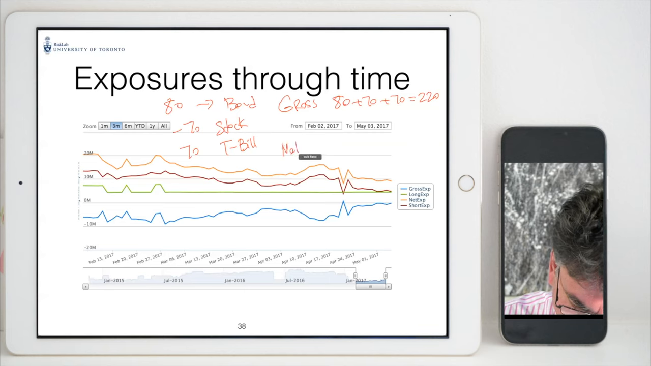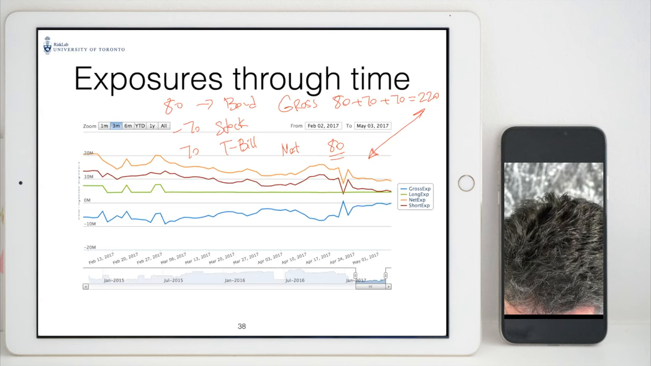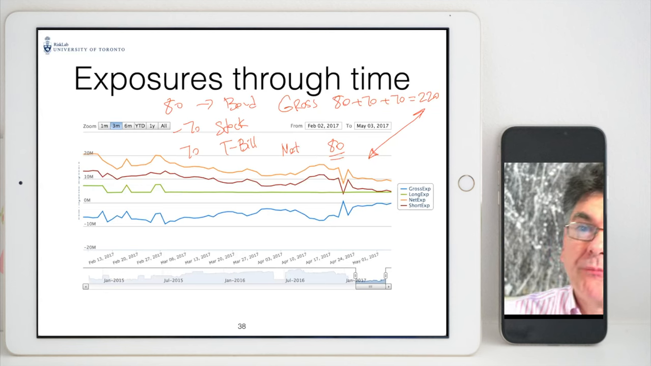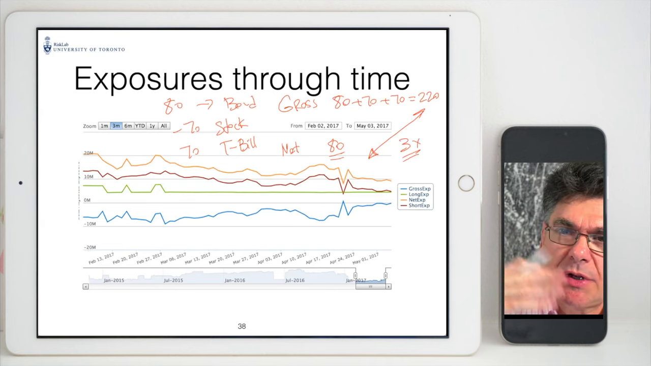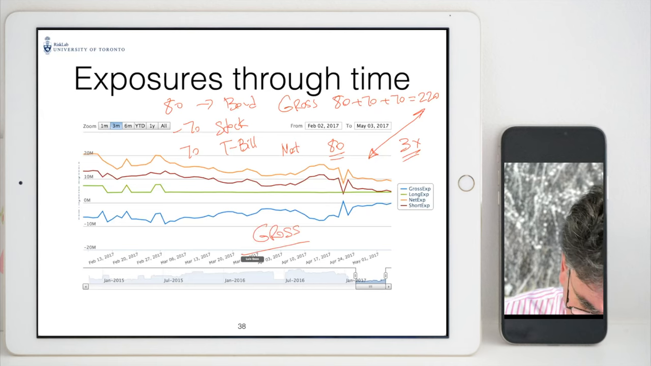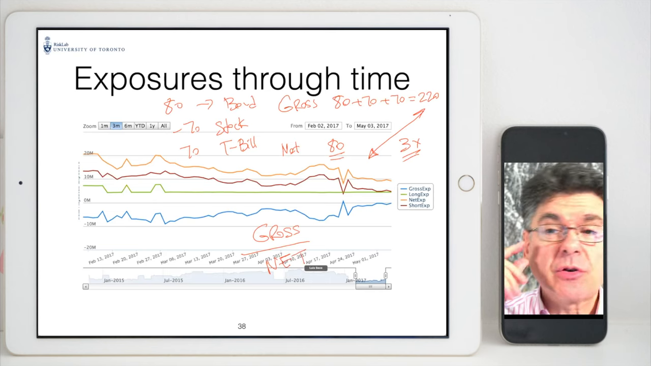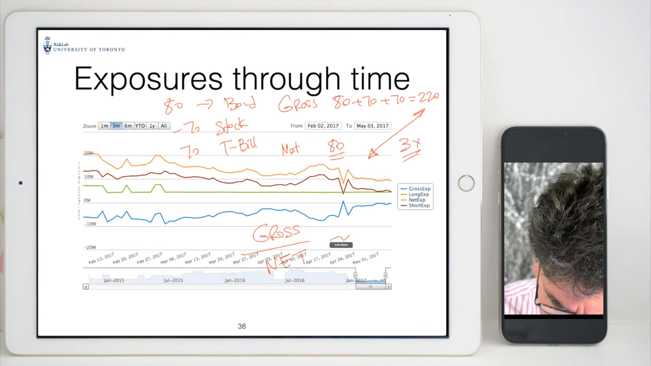What's your net exposure? Your net exposure is 80, because the 70 with the stock and the 70 with the T-bill cancel out. So the net exposure is 80, but the gross exposure is 220. Which means your leverage is about 3x. Leverage, we saw last week, is how much money we borrow. But leverage could also be seen as the ratio between gross exposure divided by net exposure. That's another way of expressing what leverage is. In this case, that is about 3x.